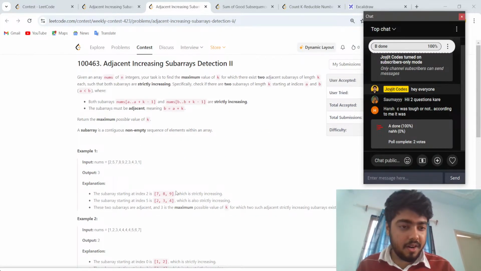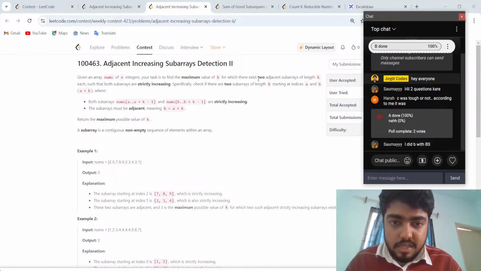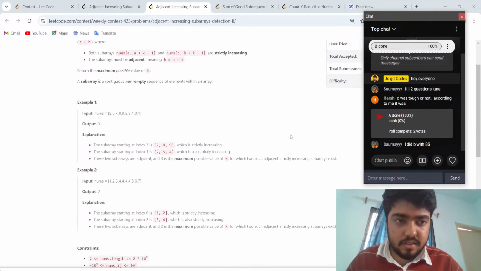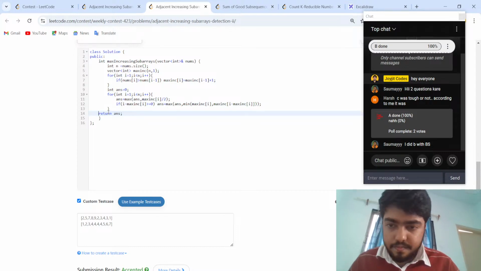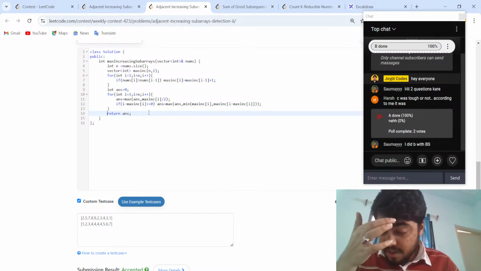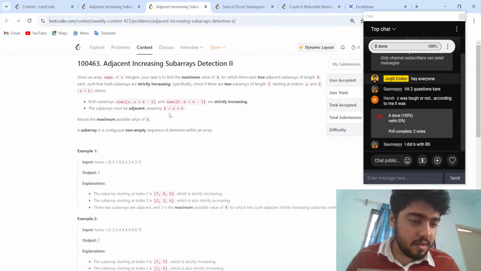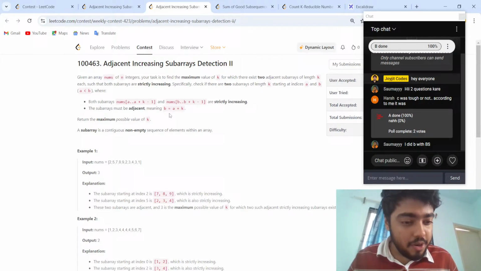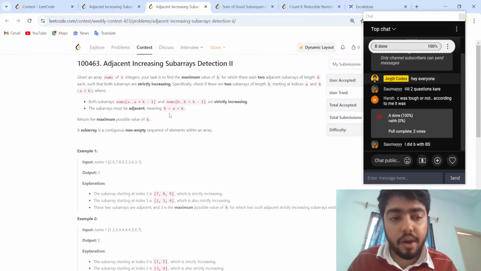Oh, it is like a better version of A only. Let's go through the question first. Given an array nums of n integers, your task is to find the maximum value of k for which there exist two adjacent strictly increasing subarrays of length k. Someone says they did B with binary search. I don't think you needed binary search. I'll just explain B. Don't need to worry, because if we can do it in big O of n, why would I even go for binary search? Did you do it in big O of log n or big O of n log n, Soumya?